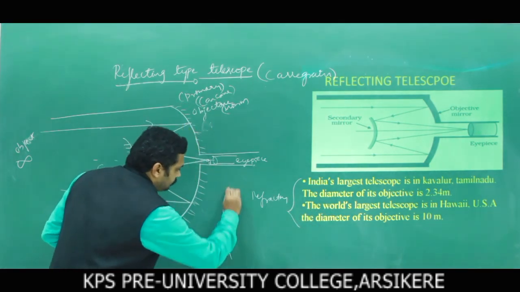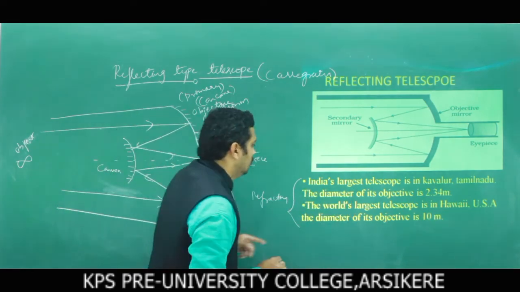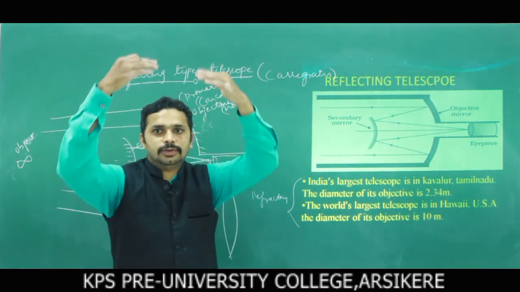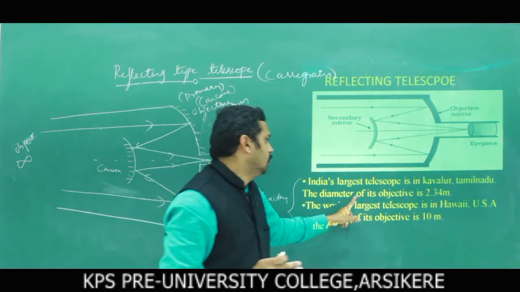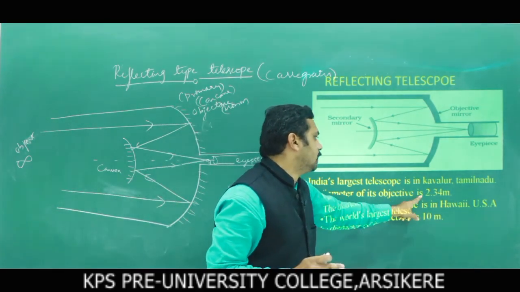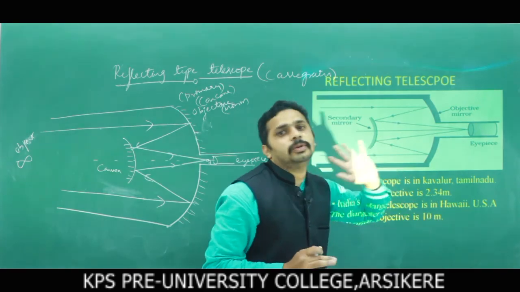Note that in Kavalur, we know that we have to use large aperture lenses for a refracting telescope. The large diameter of the objective lens is 2.34 meter.